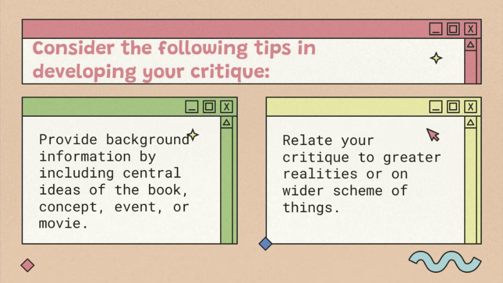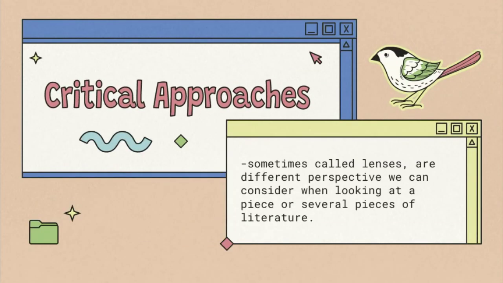So, what is the difference between a critic and the usual essay that you write? Well, there's a big difference between the two in terms of their critical approaches. Critical approaches, sometimes called lenses, are different perspectives we can consider when looking at a piece or several pieces of literature. Criticism, on the other hand, is an intellectual exercise. It is an exchange of informal opinion about a subject for review.